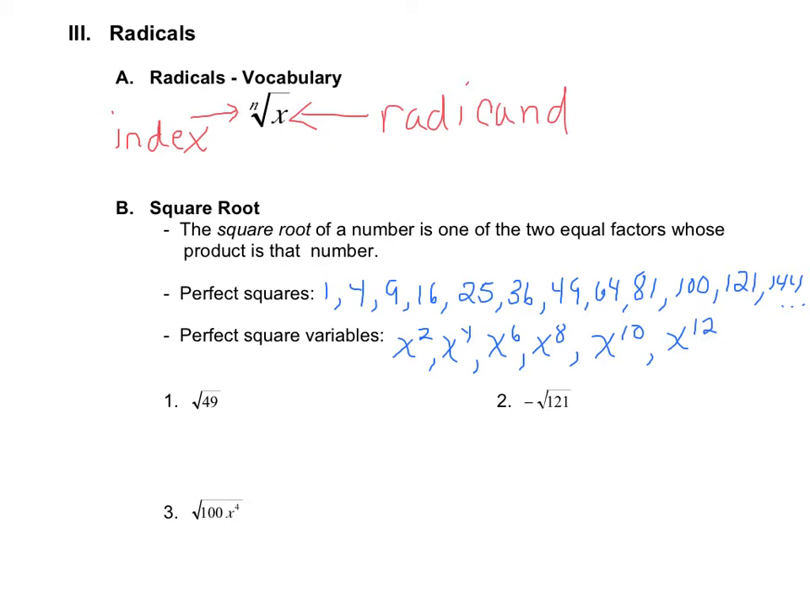Okay, let's move on and see what we can do with square roots. The square root of 49 is, and they drew the square root symbol for you, so it's just plain old 7. The negative square root of 121. Well, the square root of 121 is 11, and they want you to give me the negative answer, so it's negative 11. The square root of 100 x to the fourth. Well, the square root of 100 is 10, and the square root of x to the fourth would be x squared.